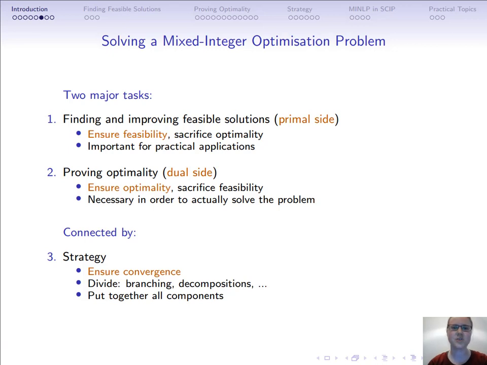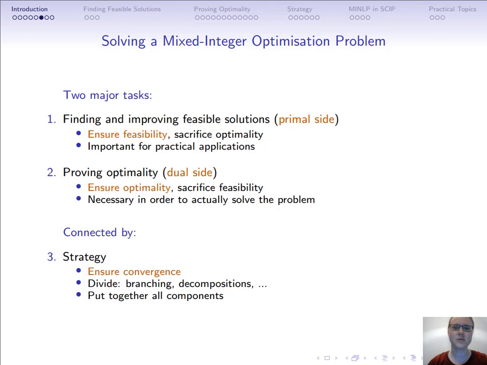However, in optimization, the final goal is to find not just some rather good solution, but to find a solution that is feasible and optimal. And therefore we need the second side, the dual side, which is all about optimality. So here we do exactly the opposite. We focus on proving optimality, but we sacrifice feasibility for the time being.